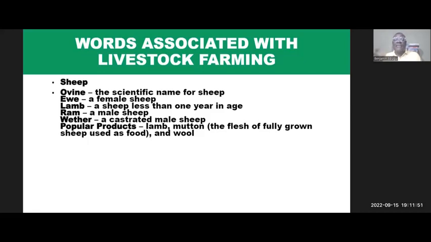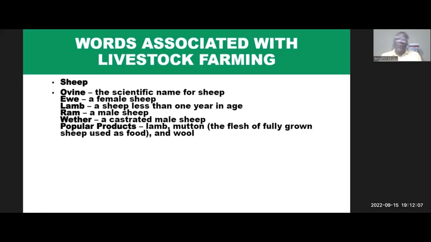Then a ram is a male sheep. Then you also have wether, a castrated male sheep. So you may refer to that as a wether sheep. That's a male sheep that has been castrated.